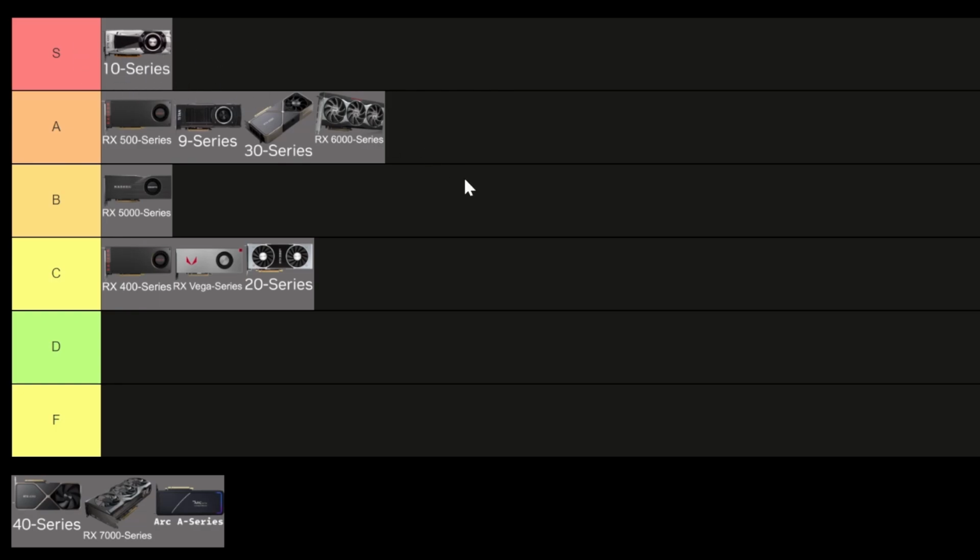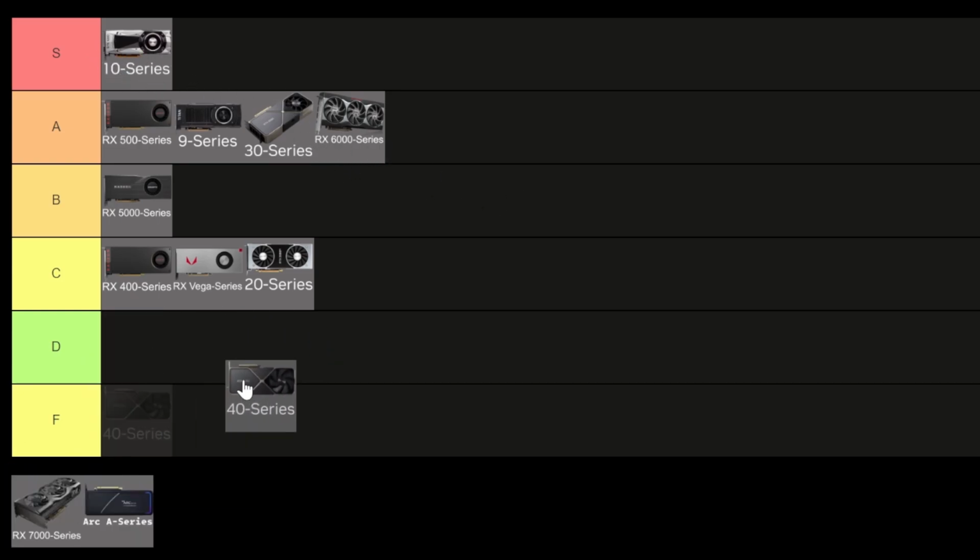not the same tier as the 10 series because of cryptocurrency mining. It affected the RX 6000 series the same way that it affected the 30 series. But yeah, I mean, I don't think it was a bad graphics card launch. I don't think it was some legendary super tier launch like a 10 series.